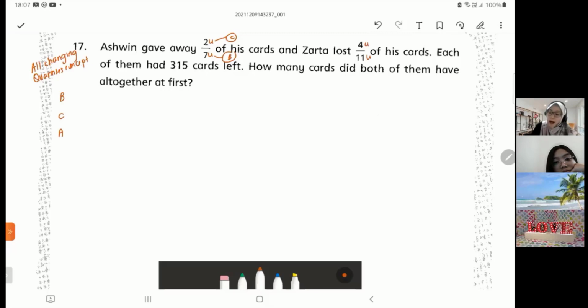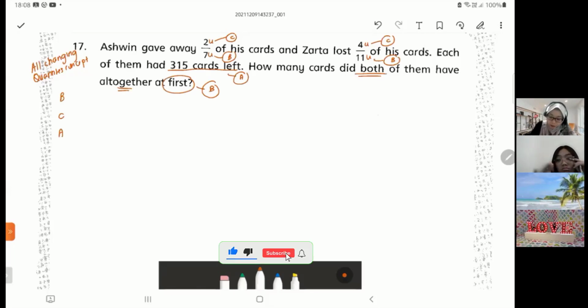Why is this all changing quantity concept? Because both of them went through changes, and the change between these 2 people are different. Okay, you can see that Ashwin gave away 2 units, but Zarta lost 4 units. Can you see that the change? They change, both of them change, but their change are different. Okay, and then his total is 11 units, which is the before. Each of them have 315 cards left. This is my after. How many cards did both of them have all together at first? I want to know my before total.